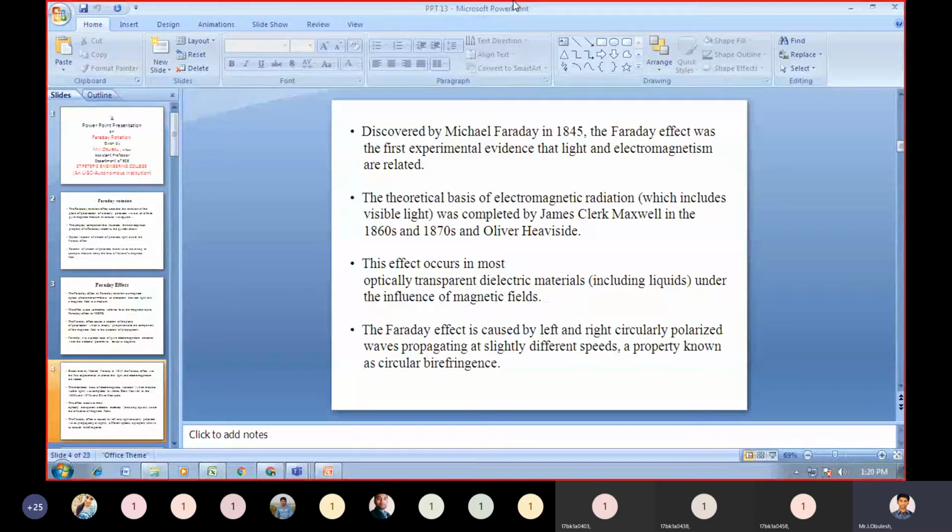The Faraday effect is caused by left and right circularly polarized waves propagating at slightly different speeds, a property known as circular birefringence.